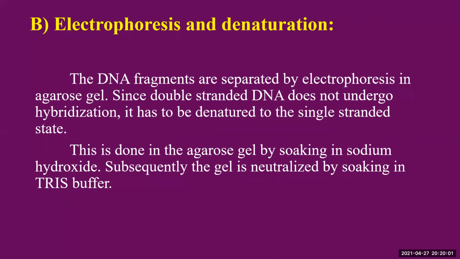This is done in the agarose gel by soaking the gel in sodium hydroxide. NaOH alkaline treatment is given so that the hydrogen bonds break and double-stranded DNA gets converted into single-stranded DNA. Then we have to neutralize the gel by soaking it in Tris buffer.